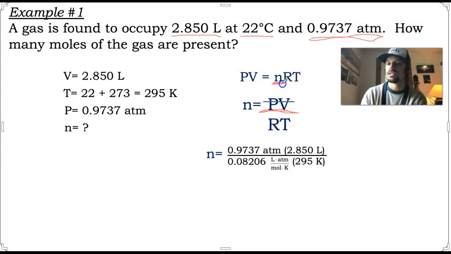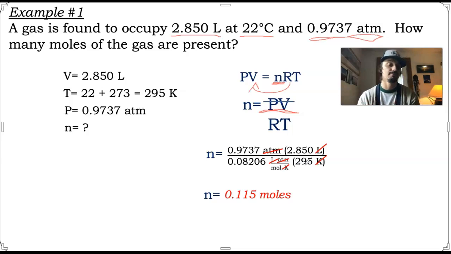So I rearrange this equation by moving RT over. Okay, so PV over RT. And then I plug all my variables in. My pressure, 0.9737. My volume, 2.85. R is 0.08206 because my pressure is in atmospheres, and my temperature is in kelvins. So now I go ahead and solve. Here I'm solving for moles, so it ends up being 0.115 moles. My first example of using my new gas law, the ideal gas law.